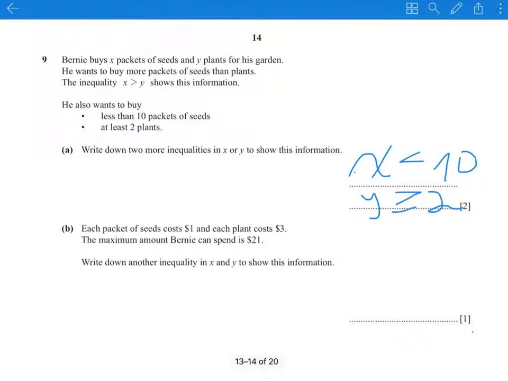Each packet of seeds costs $1. That's x. 1 times x is x. That's the cost for seeds. Number of packets is x times 1, that'll just be x. So I'm going to add the cost for the plants, $3 per plant, times the number of plants, 3y. And our inequality, which should be written in the answer box, is x + 3y less than or equal to 21. So he can spend $21. Might be nice, though, that he saves some money for something else.